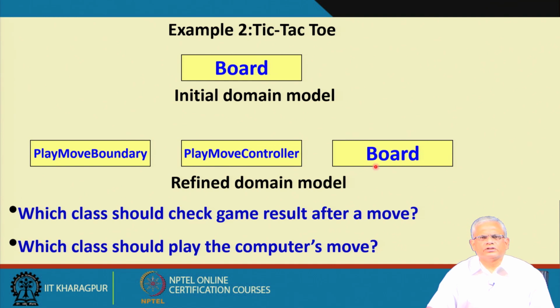Now, what about the board? Can it have the play computer move? Yes, the board has all the necessary information, which player has marked which square, and therefore it has all the information necessary to have the method play computer move completed, and then have the result returned to the controller, and then the controller can display it through the play move boundary.